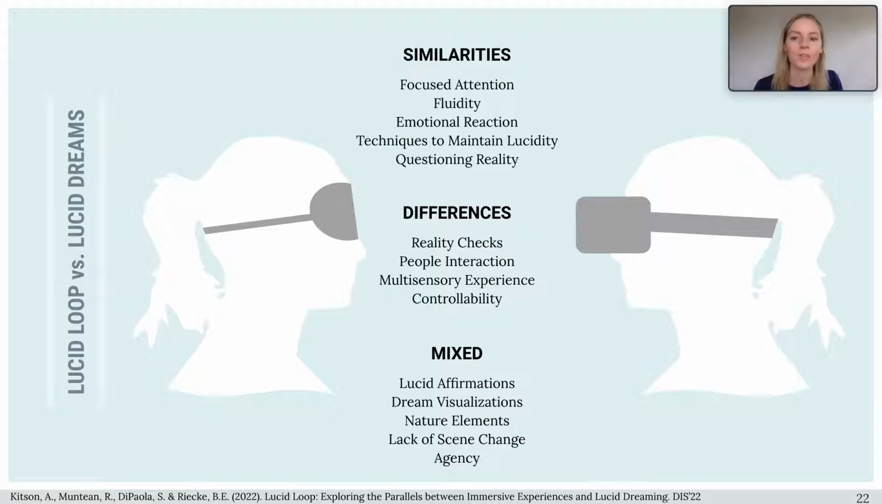When comparing Lucid Loop to lucid dreams, our participants found many similarities. They felt like it evoked an emotional reaction. There was a fluidity between self and environment that was very much like a lucid dream. They also felt like there is this tension between noticing what's going on and wanting to control it, much like their lucid dreams. There were some differences that maybe were a limitation of the technology at the time, but we're looking into ways that we could look at this in the future.